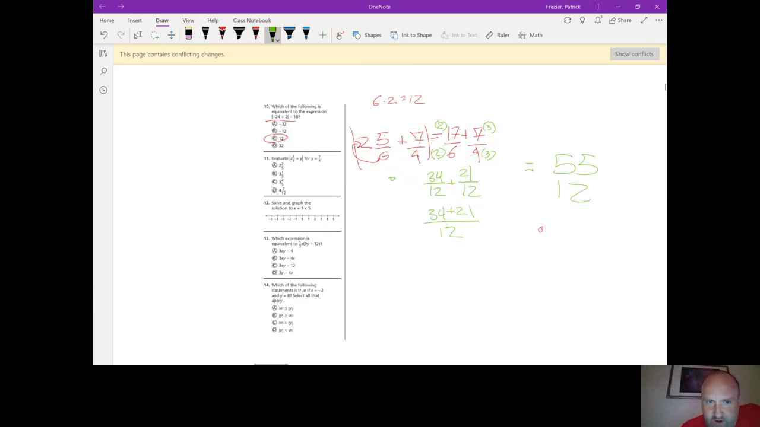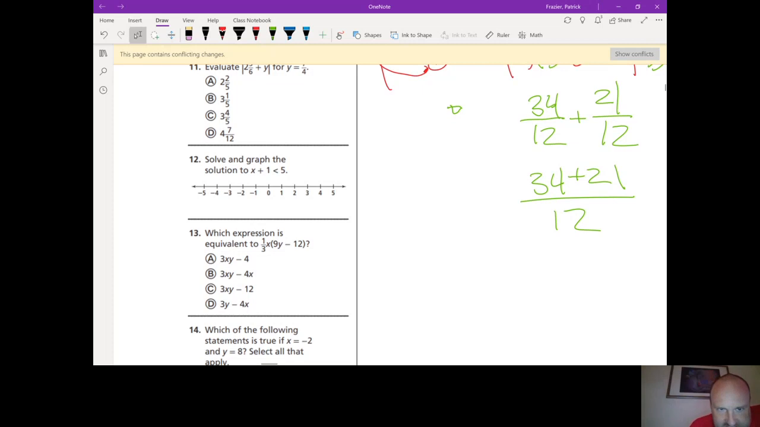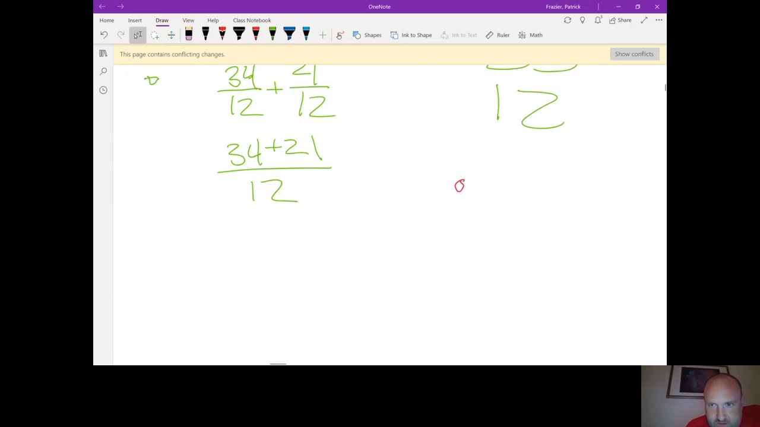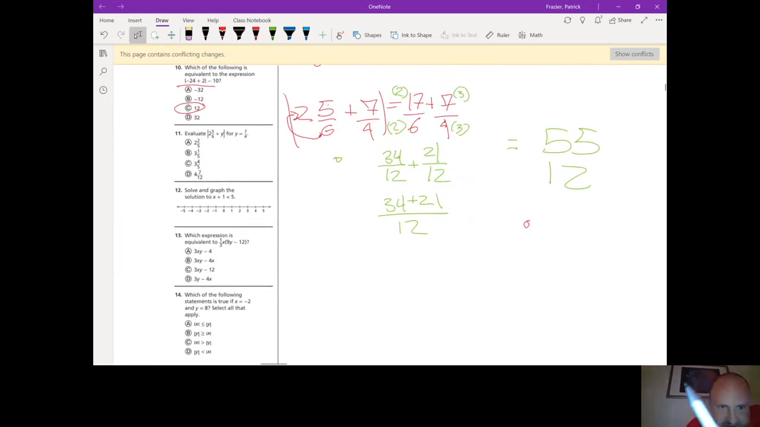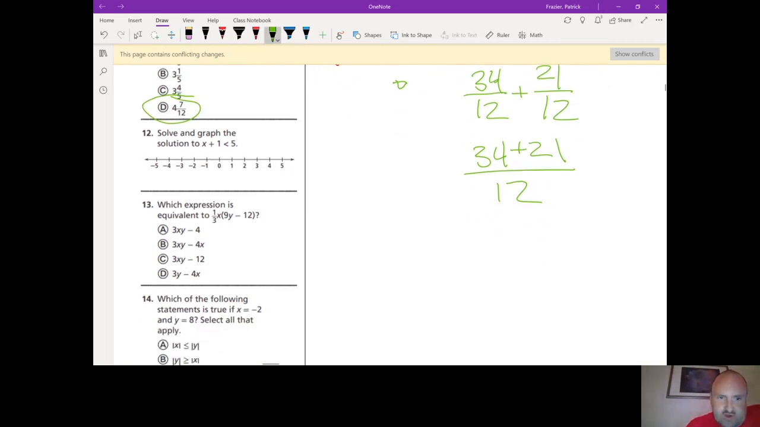55 over 12. Well, we can see these are all mixed fractions, so the only one that has 12 in the denominator, like our 55 twelfths, is D for delta. Let's see if that makes sense. 12 times 4 is 48, and 48 plus 2 is 50, 50 plus 5 is 55, right? Because 7 is just 2 plus 5. So yeah, that would make sense. D is the answer.